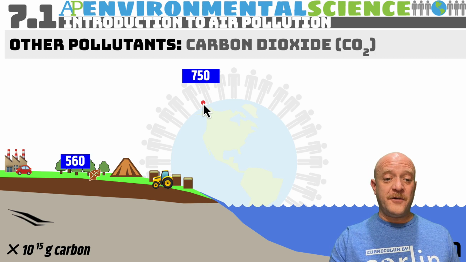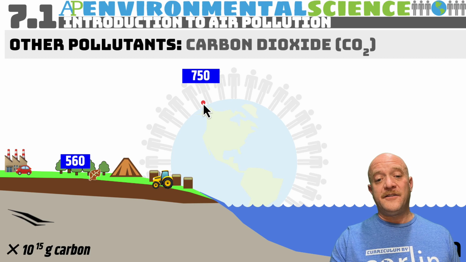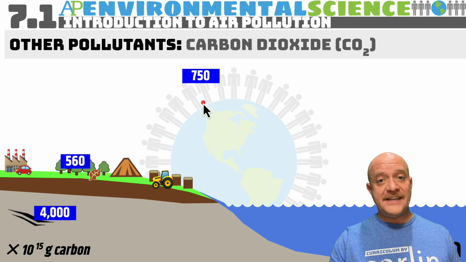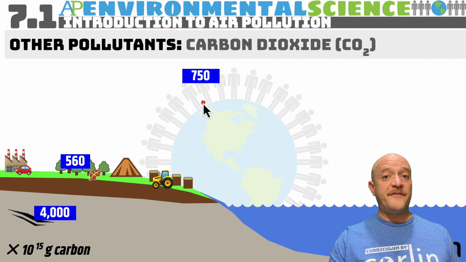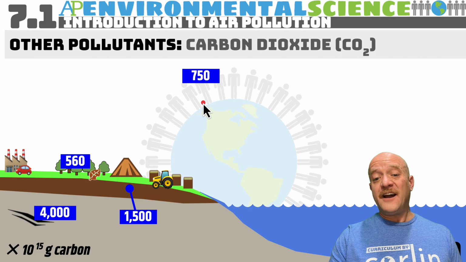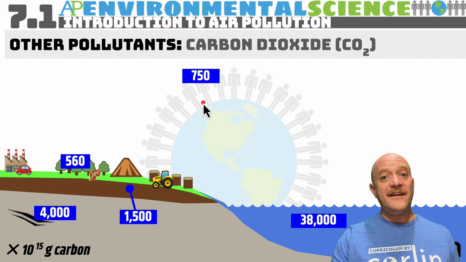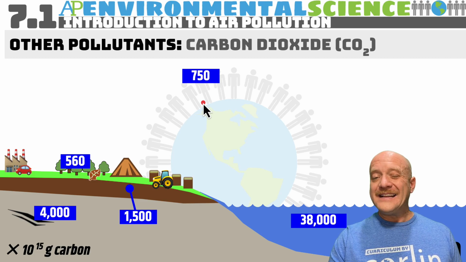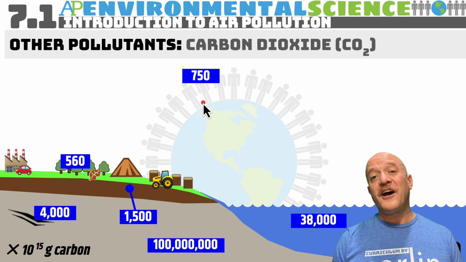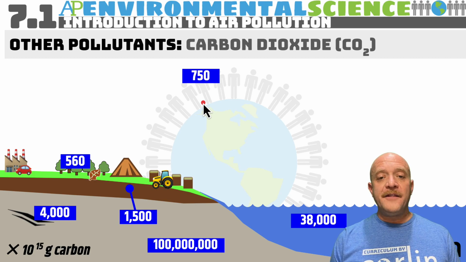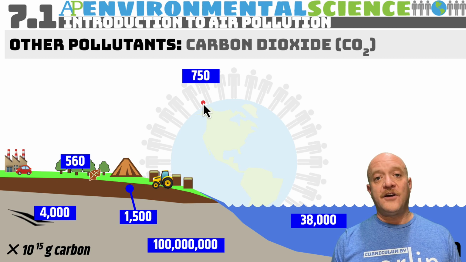Another carbon reservoir is in organic material like plants. We have 4,000, this is more of a carbon sink, 4,000 times 10 to the 15th grams of carbon is stored in fossil fuels. 1,500 is found in the soil. 38,000 is found in the ocean. It seems like a lot, but we have over 100 million times 10 to the 15th grams of carbon that are found in rocks on Earth.